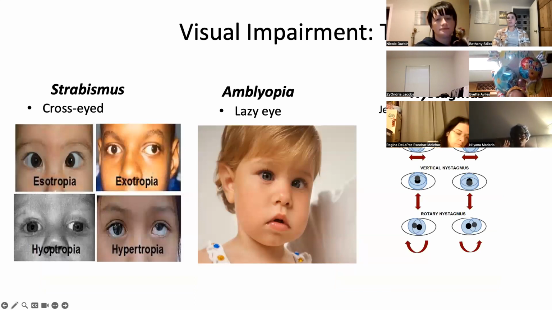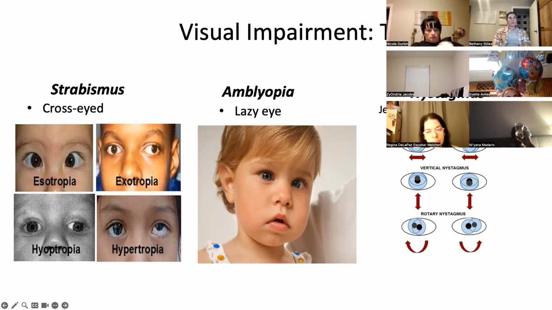Then we have strabismus, which is crossed eyes. That's where they can't direct both eyes toward the same object. In order to overcome that, the brain will disable one eye to give them a clear image. So they'll really only be using one eye at a time.